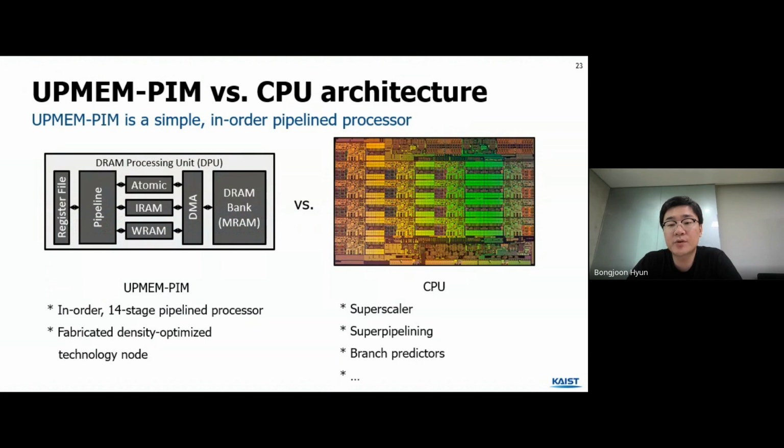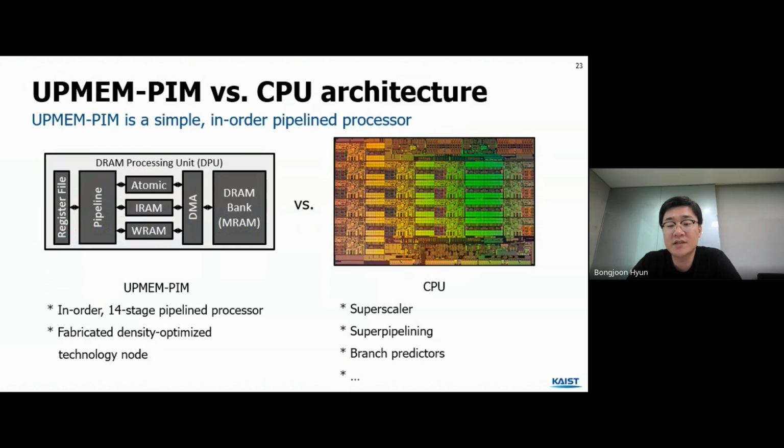Today's commercial PIM processors employ a simple in-order pipeline without any sophisticated microarchitecture to extract ILP for higher performance. For instance, they do not have superscalars, super pipelining, or fancy branch predictors. Such a wimpy PIM processor design point leaves significant performance on the table, as conventionally memory-bound workloads now fall under the compute-bound regime with PIM.